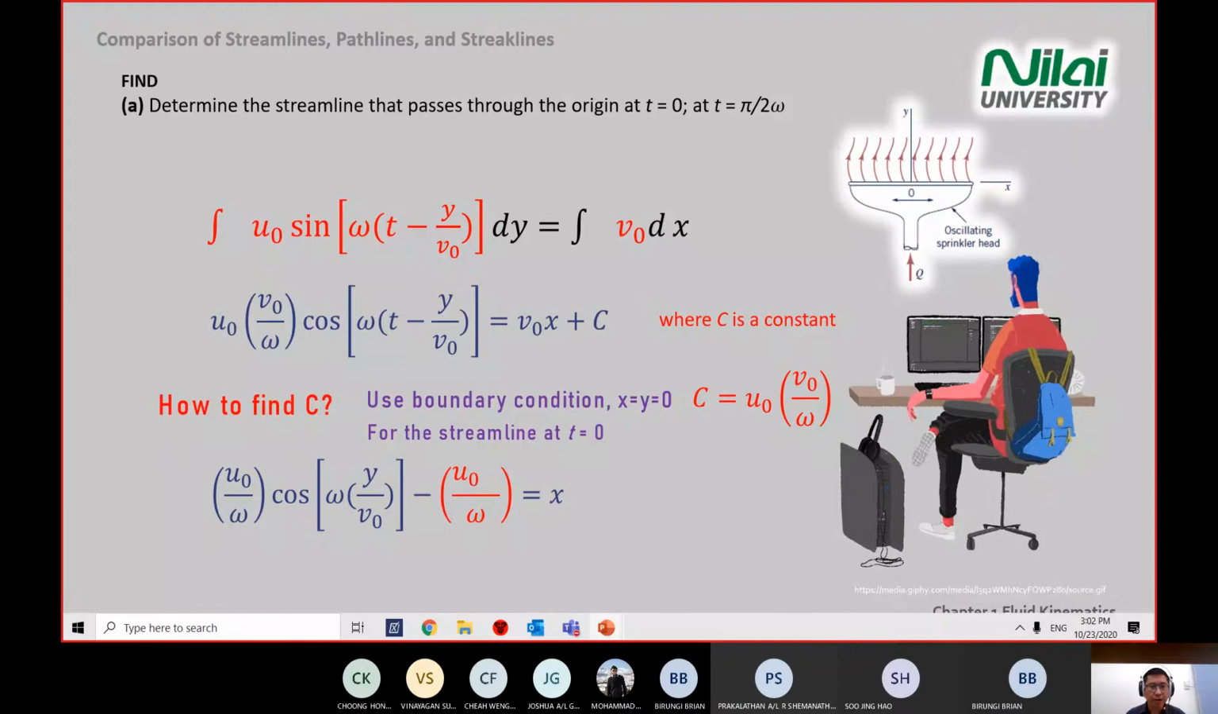Okay, this is how we solve for the streamline. Okay, the equation for the streamline, we rewrite the whole thing. It will be like this. So you can see the same term here. You can factor out u0 divided by w. You factor it out, then you make the rest inside the column.